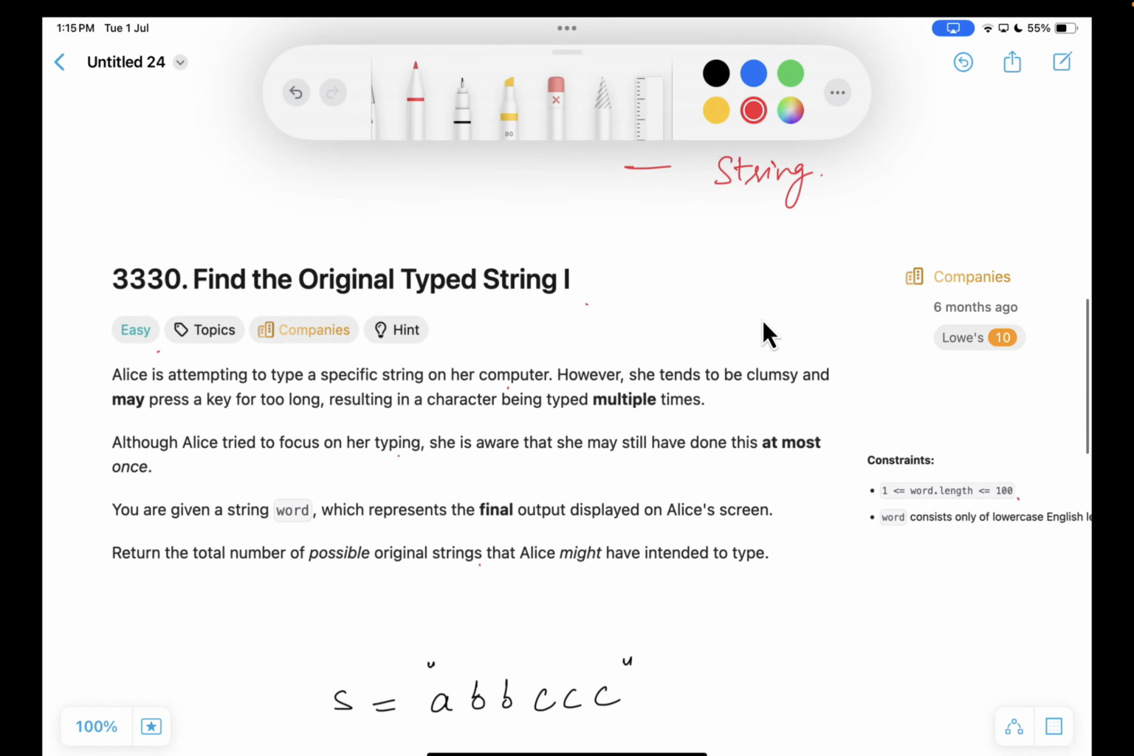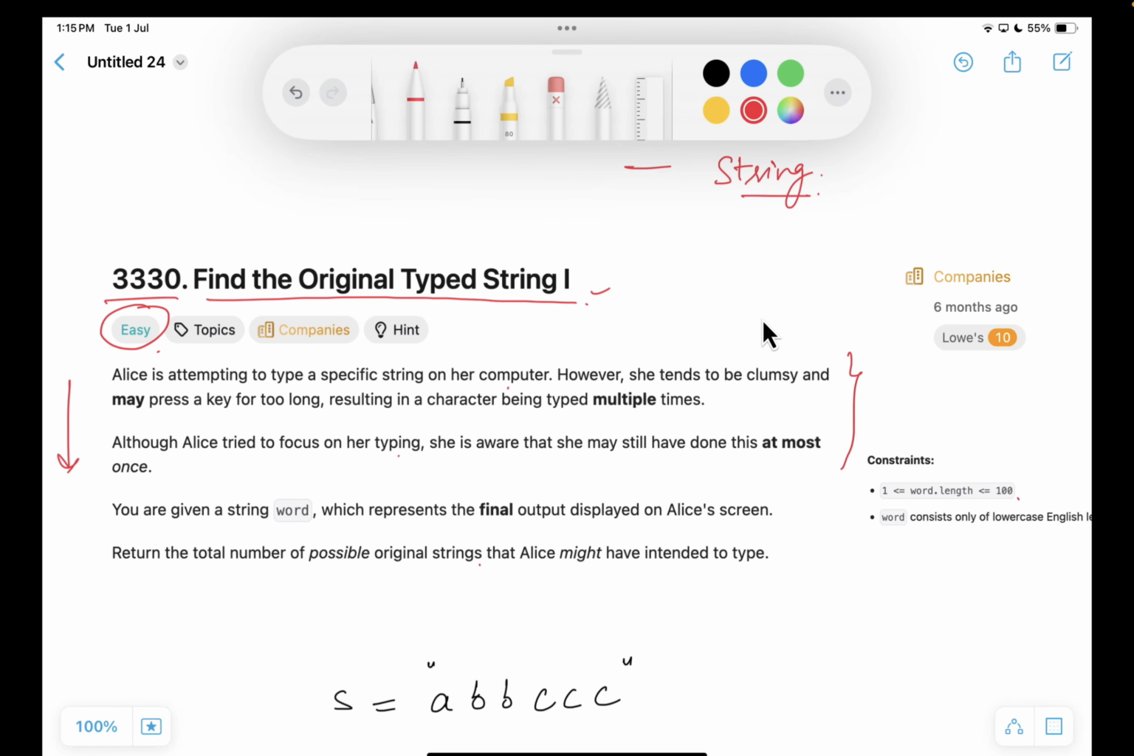Today we are going to solve LeetCode ID 3330, Find the Original Typed String 1. This question is based on the concept of string and it's an easy question. The problem is given in the form of a story, so you just have to understand the story. This question was asked in a company a couple of times in the last 6 months. Let's have a look at the problem statement.